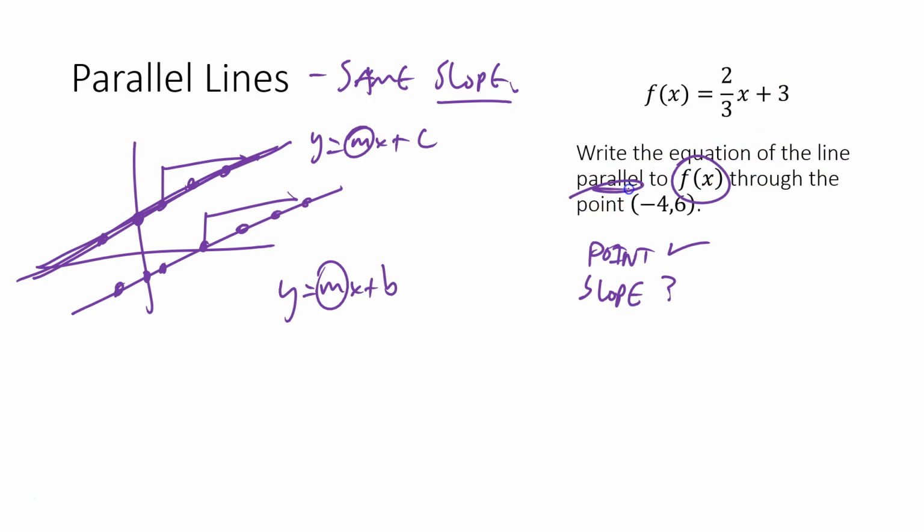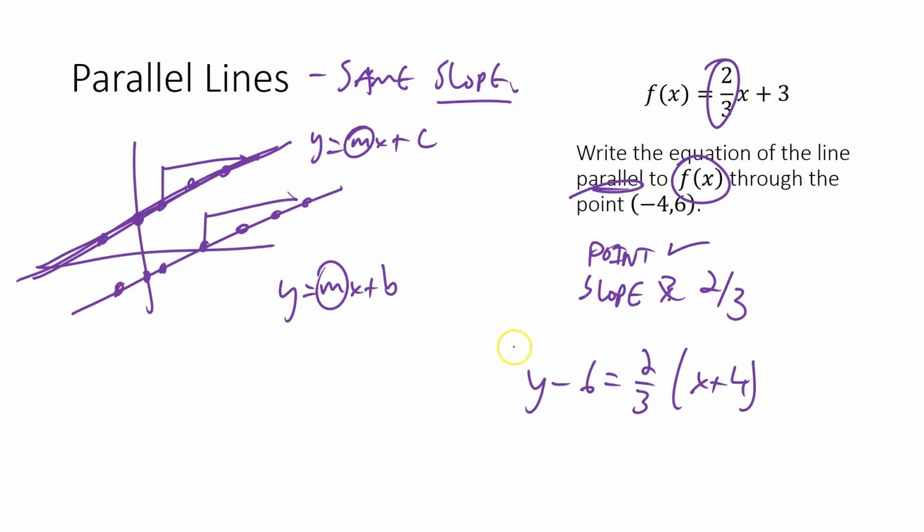We want it to be parallel, so it's going to have the same slope as this line. Do I see the slope in here? It's 2/3. So now I have a point and a slope, and we just put it into point-slope form. y minus 6 is equal to 2/3 times x plus 4. They didn't say what form to put it in, so I'm just going to leave it like that, point-slope form. If I did have to put it into slope-intercept, I would distribute the 2/3 and then add 6. So common denominator with 6 would be 18/3.